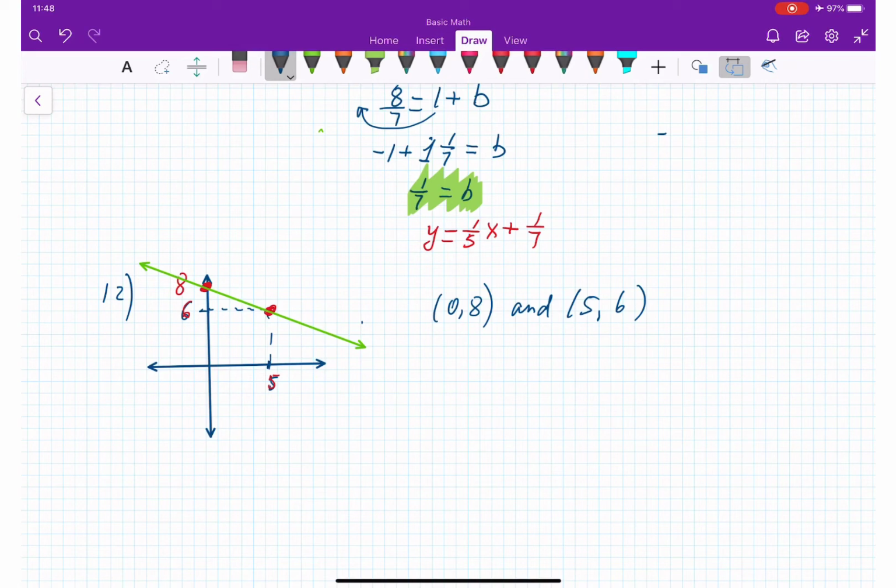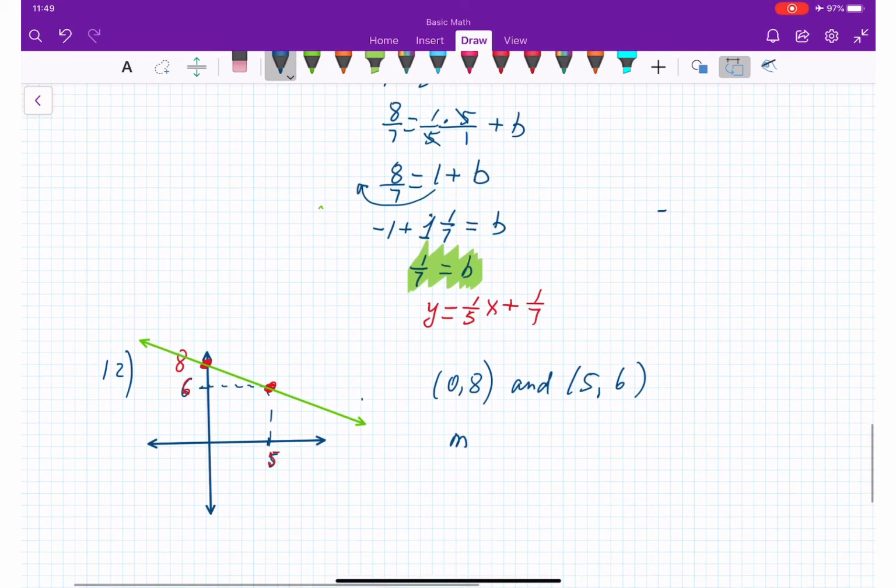Let me double check the point. Yes, 5 and 6 and 0, 8. Correct. I picked correct points on the graph. All right. We need to identify the equation, how equation look like. So what do? First, we need to find our m, right? Same way. The rest is going to do the same way we did previous problems.